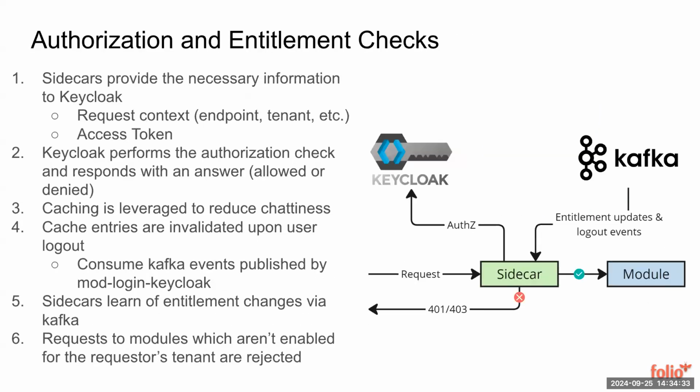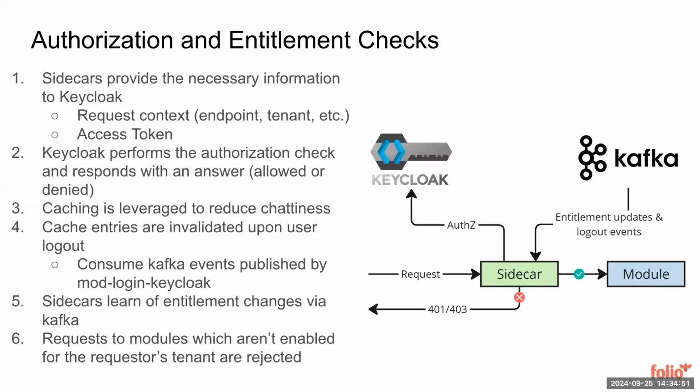Next. All right, authorization and entitlement checks. I think this is fairly straightforward. A request comes into the sidecar and it needs to know, is this module enabled for the tenant? That's easy. It has that information in memory, so it can do that check fairly easily.